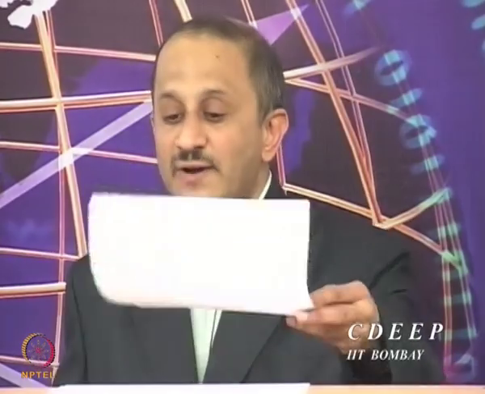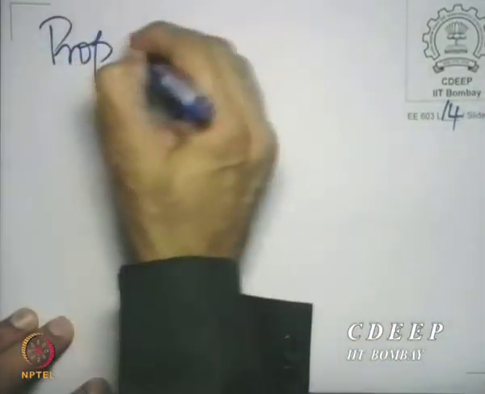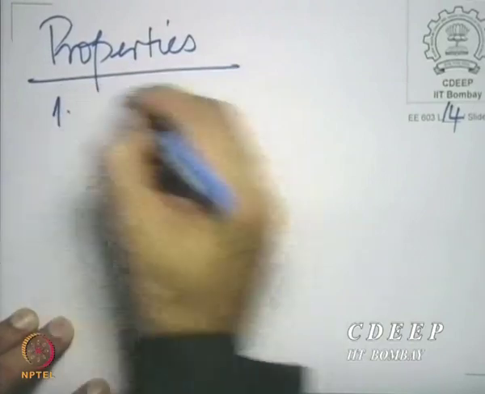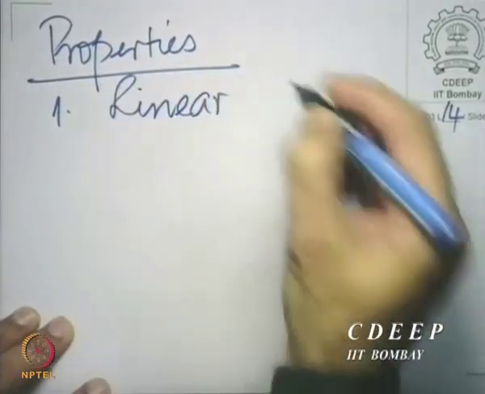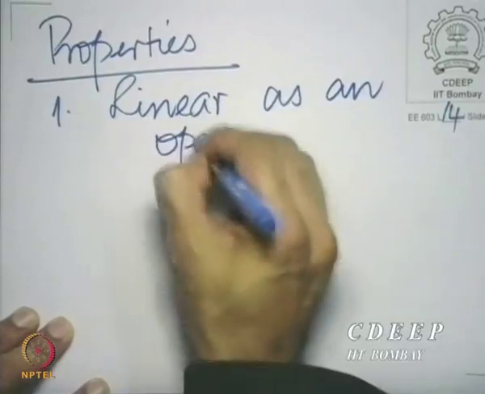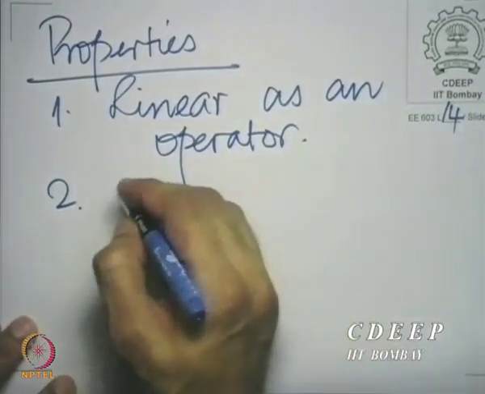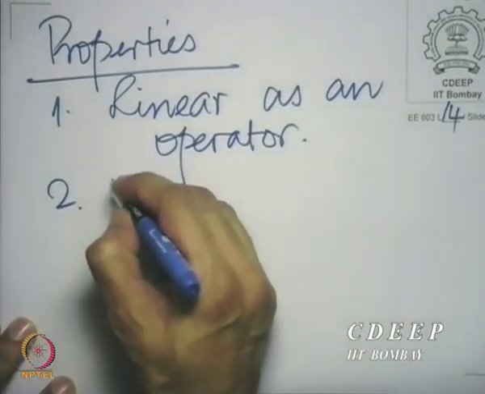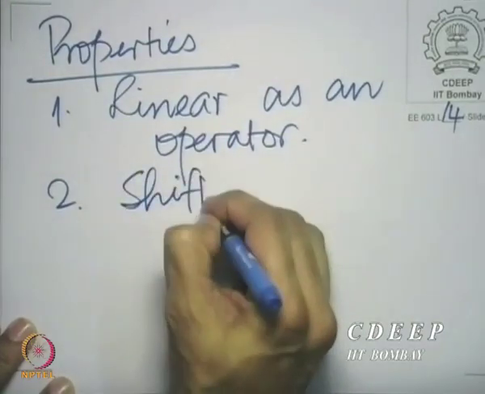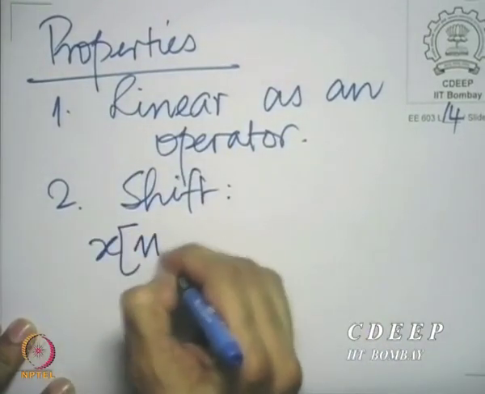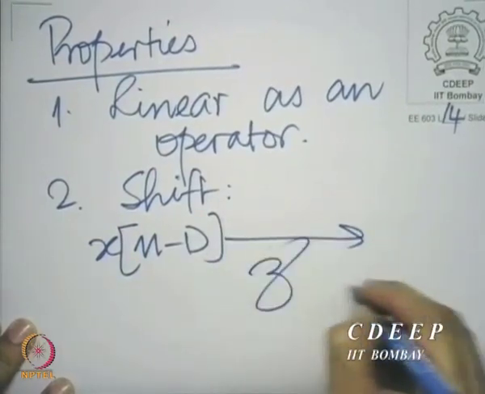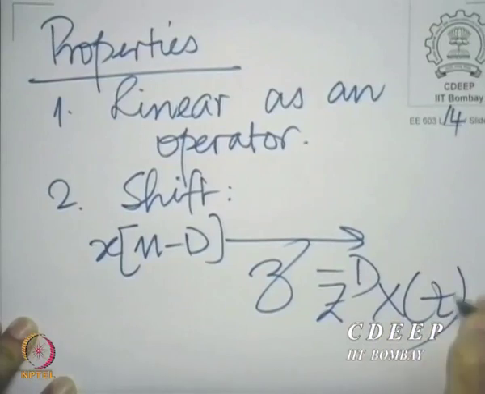All right. So, then we will proceed to look at a few more properties of the Z transform. Now, we had seen some properties. We had seen that the Z transform is linear, linear as an operator. Secondly, we had seen that the Z transform has a delay property, or the shift property, is it not? That is, if you shift a sequence by d, then the Z transform gets multiplied by z to the power minus d. Of course, we had talked about the region of convergence.